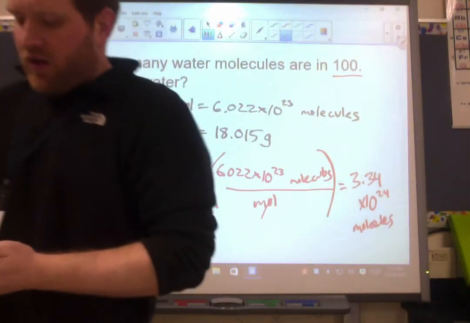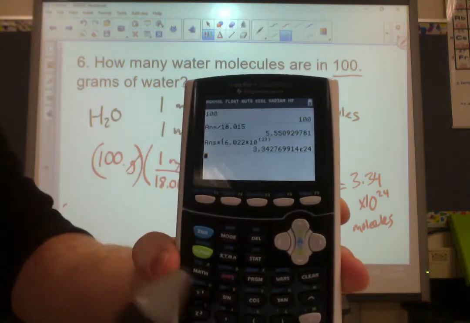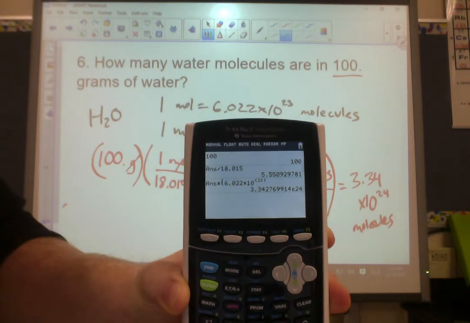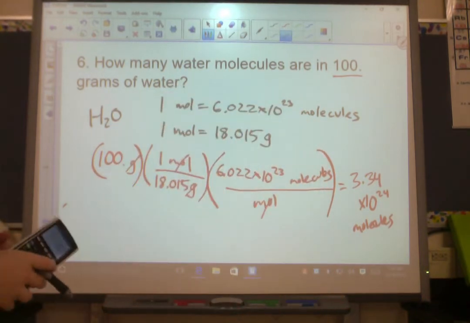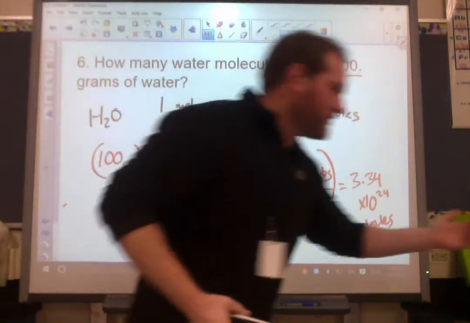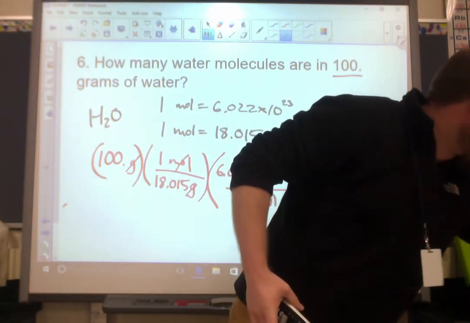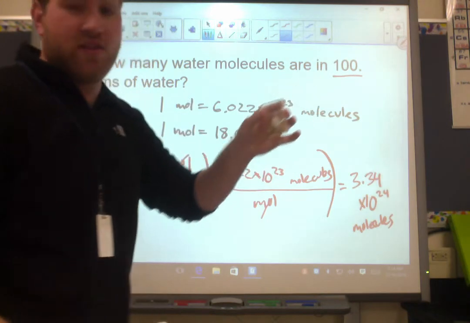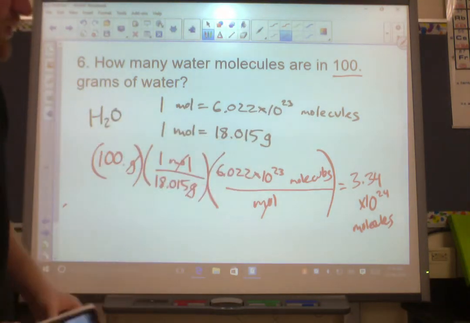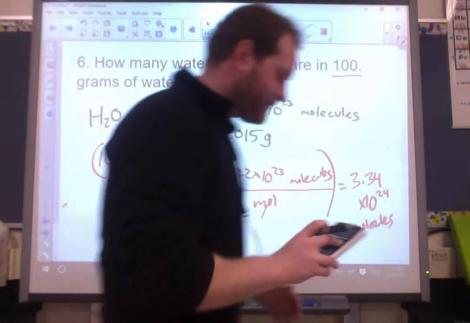Okay? And don't forget, your calculator is going to say this. Don't just write 3.34. You see the E24 there, that means it's times 10 to the 24th. It does not make sense that there's 334 water molecules in a regular size beaker like this one. This is a 100 milliliter beaker. If you fill that with water, you've got 3.34 times 10 to the 24th water molecules.